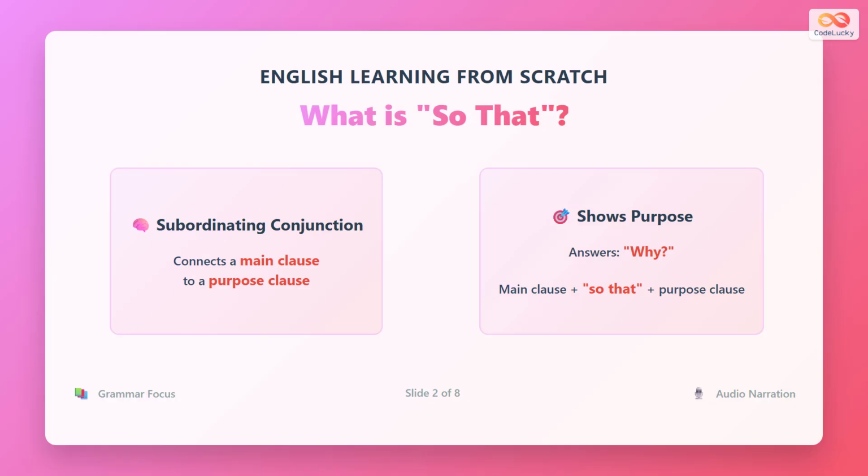It connects a main clause to a purpose clause. The main clause shows the action. The purpose clause answers why that action happened, so that always links forward from main action to its purpose.